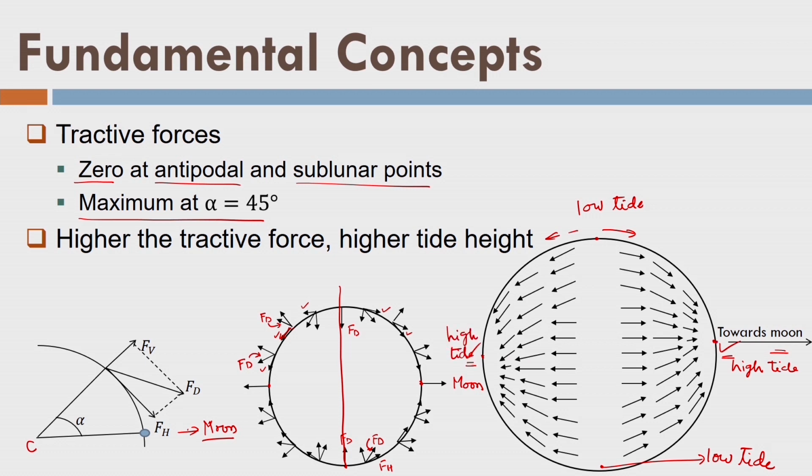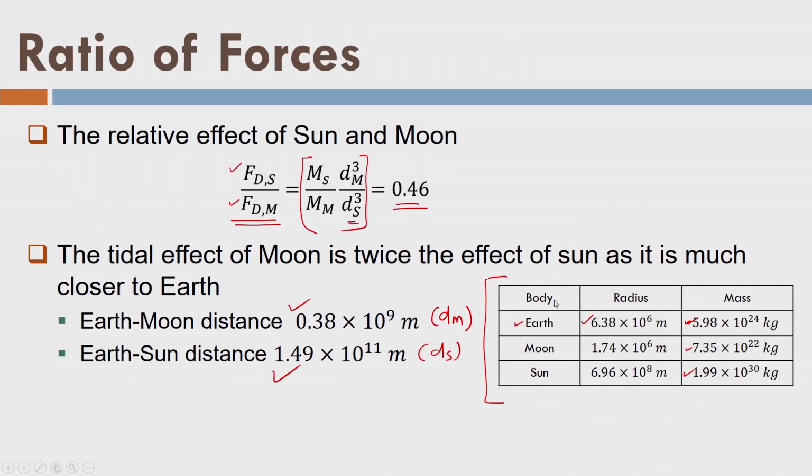So, it is the sublunar point and it is the antipodal point. Well, what about the forces here? It is 0 attractive forces, but still we are experiencing the high tide at both places. So, now you understand that there is a variation of the water surface of the sea because of the moon's attraction.